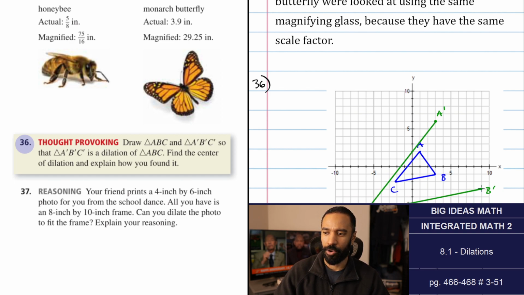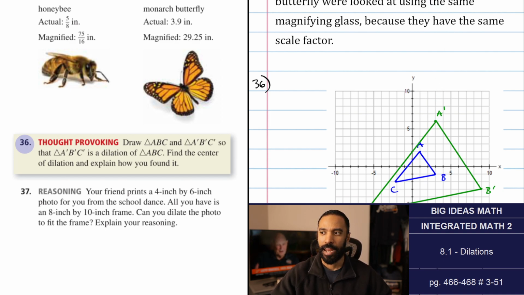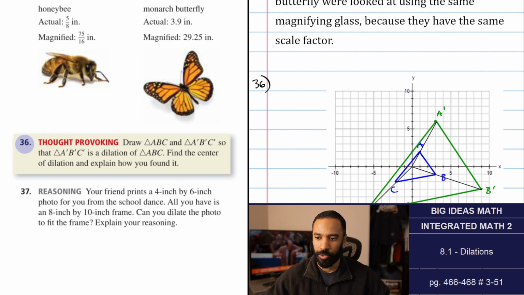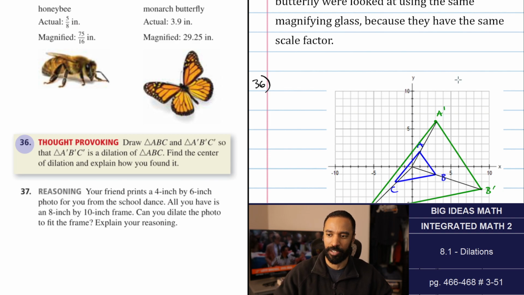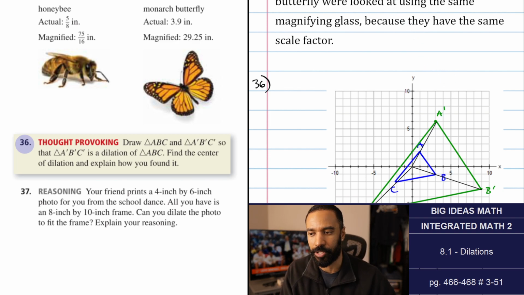Now, I don't know if they meant to just draw them wherever as long as it's a dilation, but that's what I'm doing. Now, how am I going to find my center? Well, for one, I did this with the knowledge that I'm multiplying everything by that amount, so it's just naturally going to dilate from the origin. And two, when I draw lines through the corresponding points, it dilates at the origin.